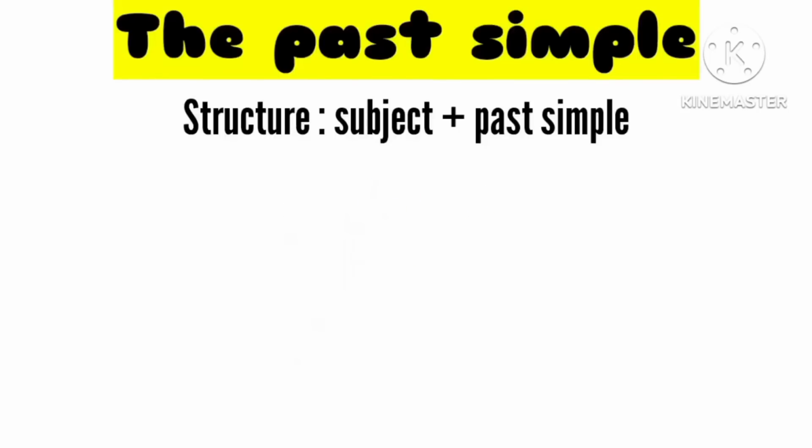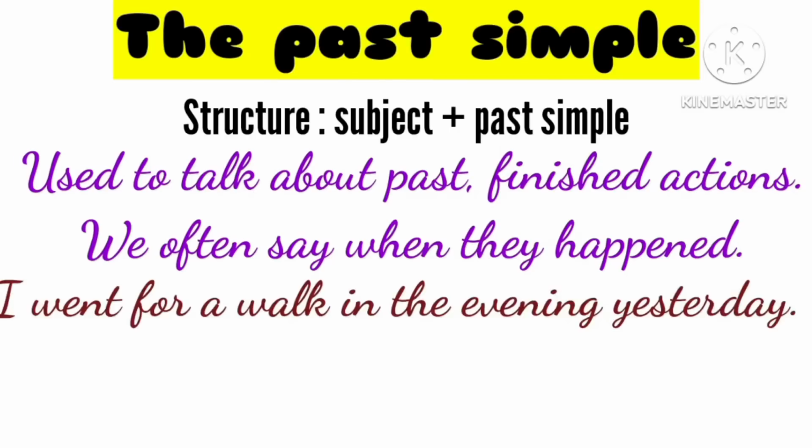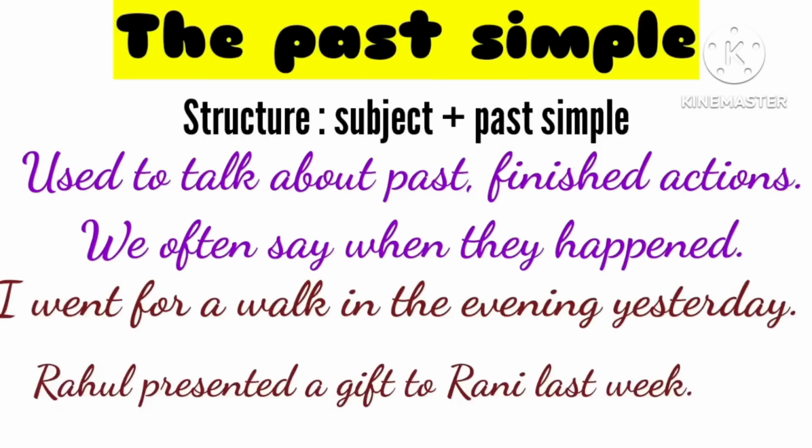Coming to the first one, that is past simple tense. The structure of past simple tense is subject plus past simple. It is used to talk about past finished actions. It means we are going to talk about the completed actions. We often say when they happened. Let us see some examples. I went for a walk in the evening yesterday. Rahul presented a gift to Rani last week.